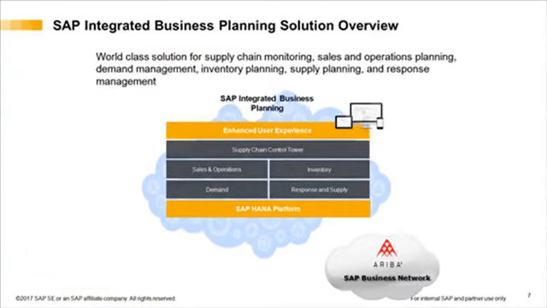Now let's talk a bit more about SAP's integrated business planning. Sales and operations planning is the core of integrated business planning. This process aligns demand and supply to drive a business outcome. It has become more important to power growth, improve resiliency, and drive efficiency improvements.